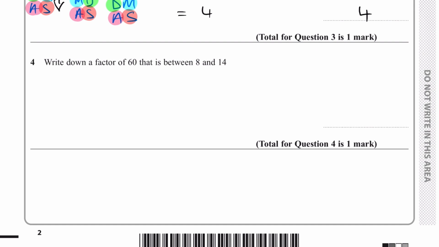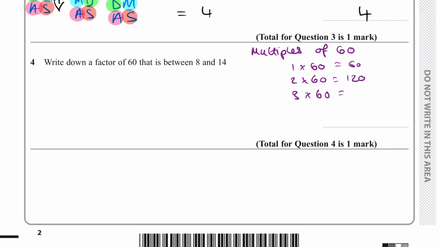For example, the multiples of 60 are 1 times 60, 2 times 60, 3 times 60, which gives us the answers 60, 120, 180, and so on. But here, we're finding the factors of 60. Let's break this down step by step to find our factor.